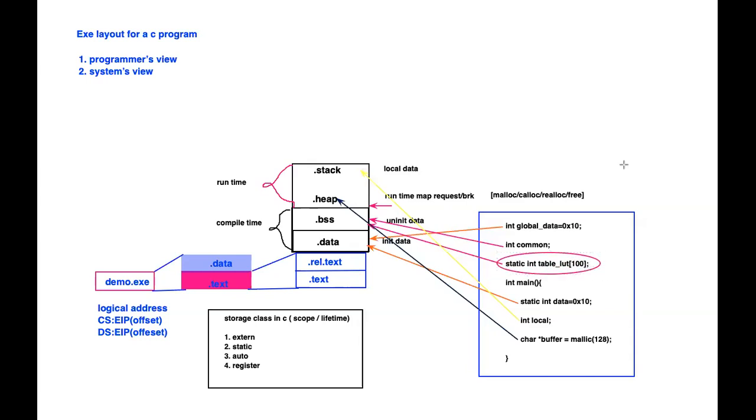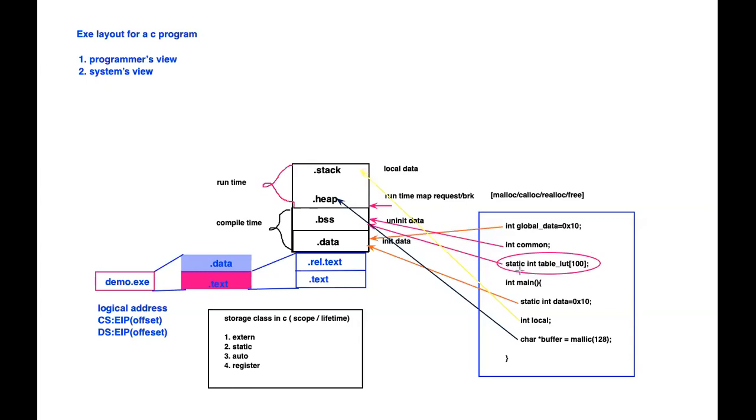So the table, it's not an array, right? I mean, it's an array. Of course, it is an array, which can hold some 100 times whatever the size of an integer is. Yeah. But lifetime and scope is important.